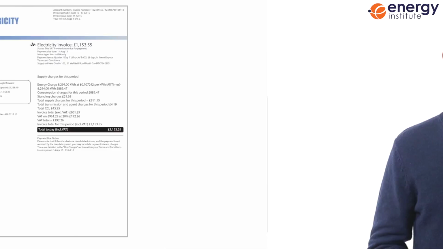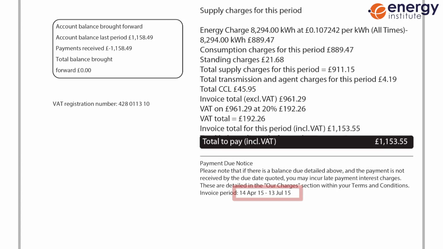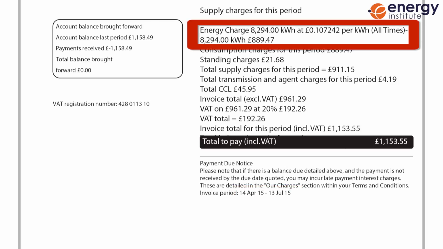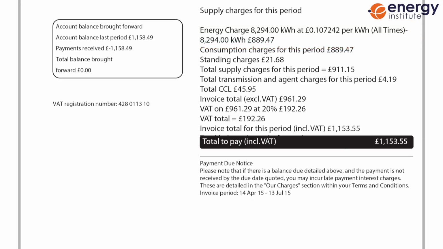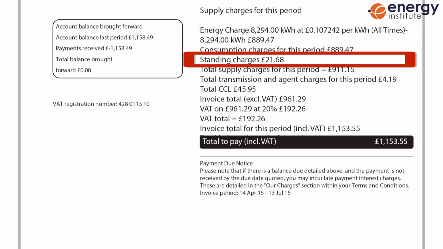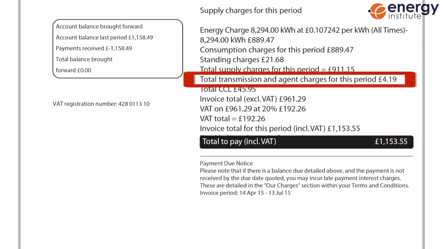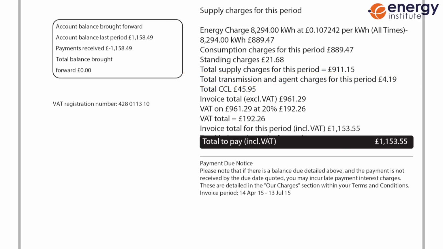a half-hourly site. First, let's look at the non-half-hourly sites, as these ones are the most common. As with your gas bills, the non-half-hourly bills will show the billing period, the consumption in this period in kilowatt hours, and then any standing charges. What they may also do is show some transmission and distribution charges, as well as any agent fees. For some suppliers, they've already incorporated this as part of the cost per kilowatt hour.